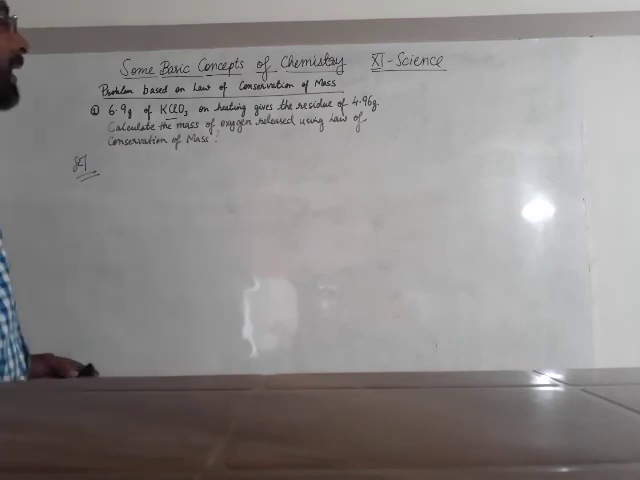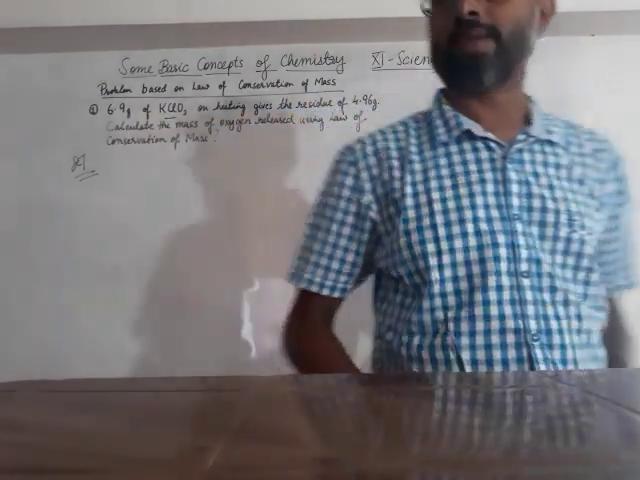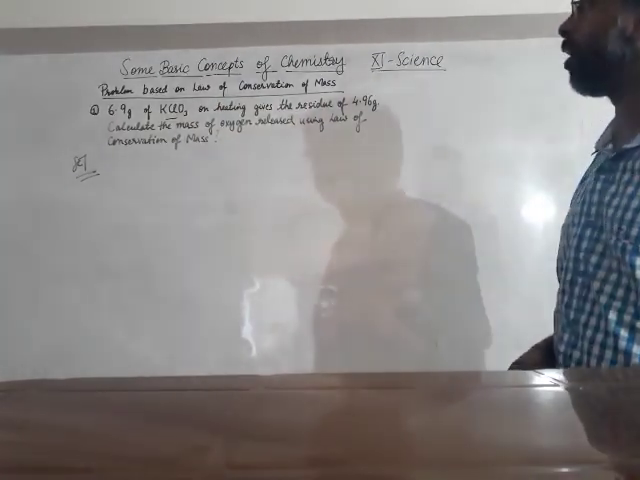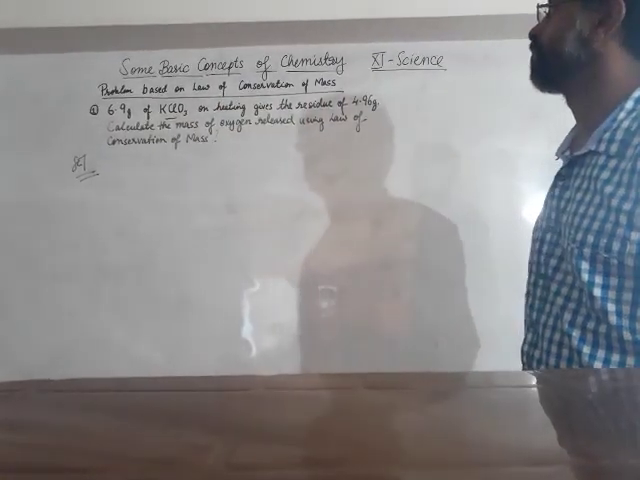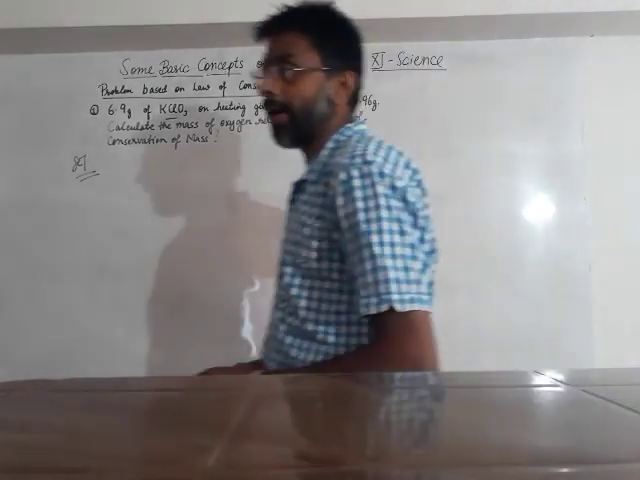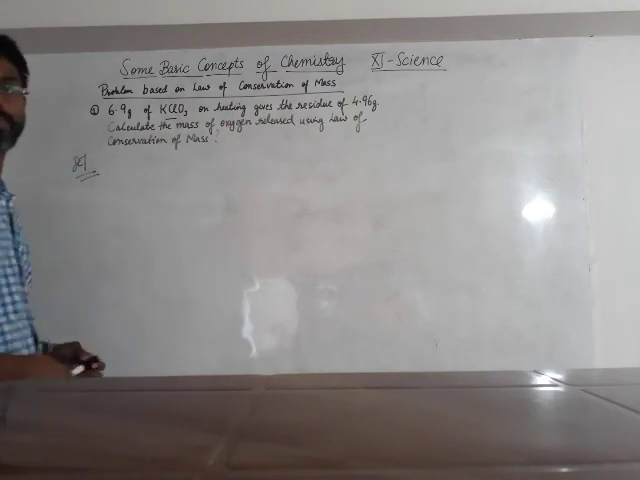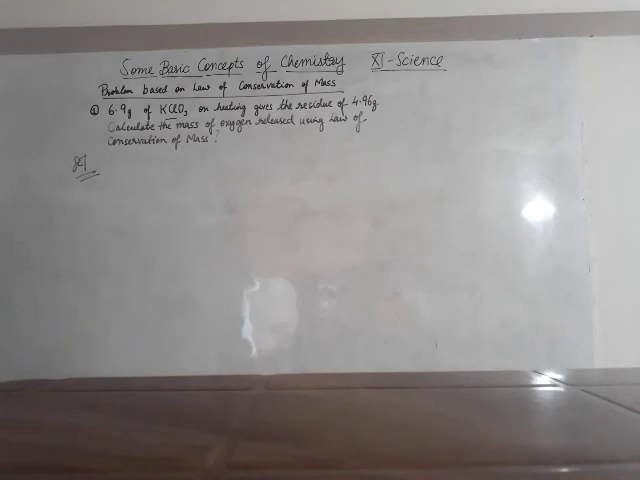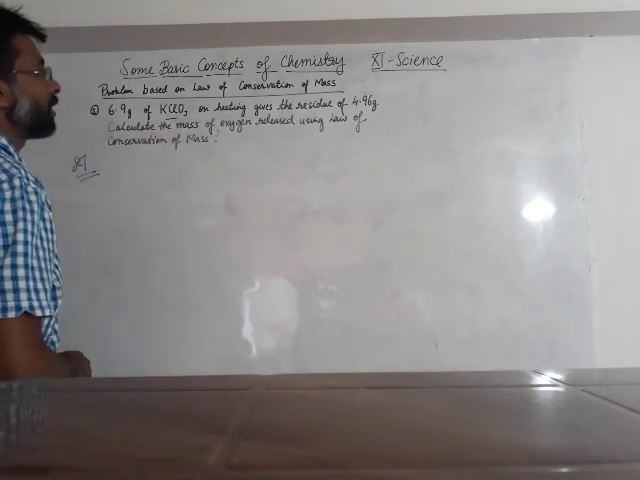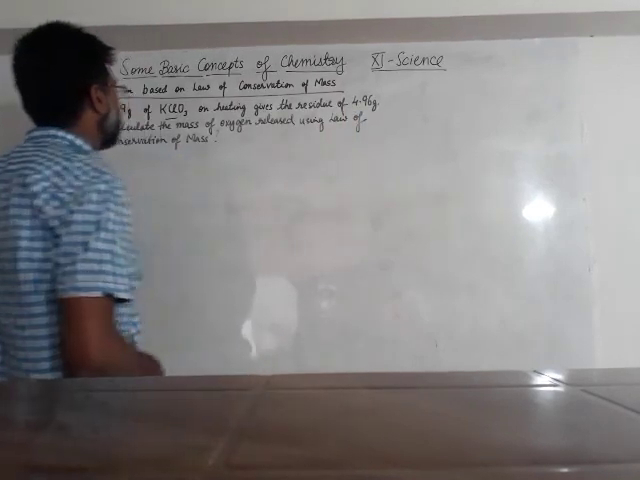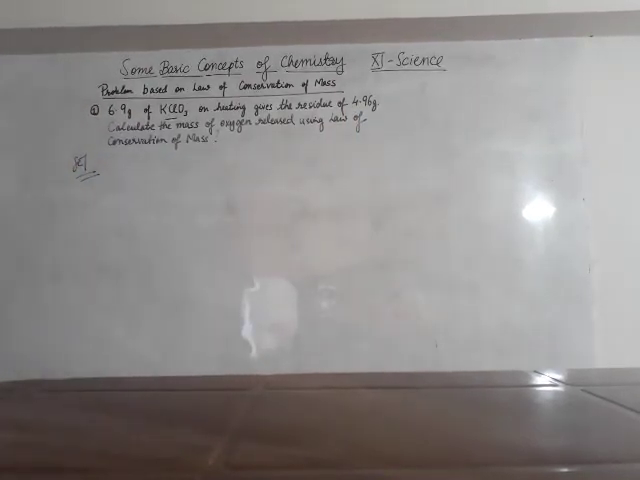So by using 3 or 4 parts of a video, I'll be teaching you how to do problems based on this chapter. So here is problem number 1. Please copy this problem in your exercise copy, and then I'll teach you how to do it. This is a problem based on law of conservation of mass. 6.9 gram of potassium chlorate on heating gives the residue of 4.96 gram. Calculate the mass of oxygen released using law of conservation of mass.